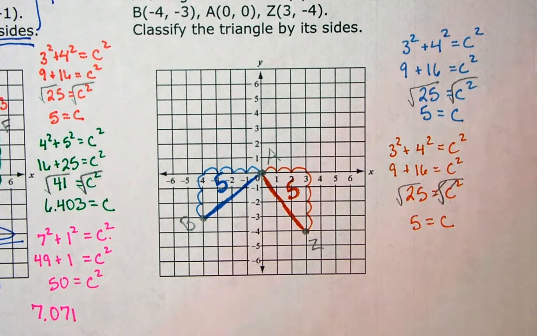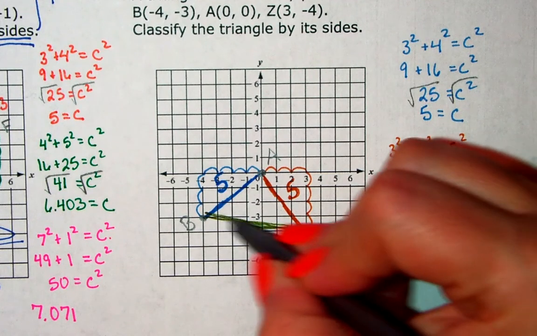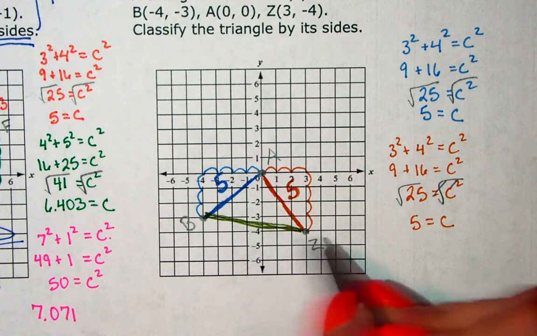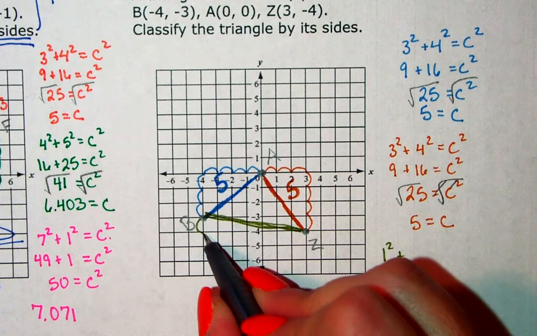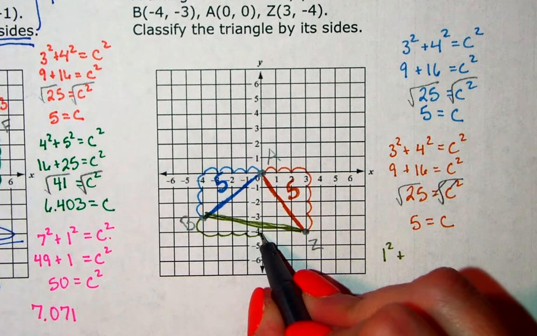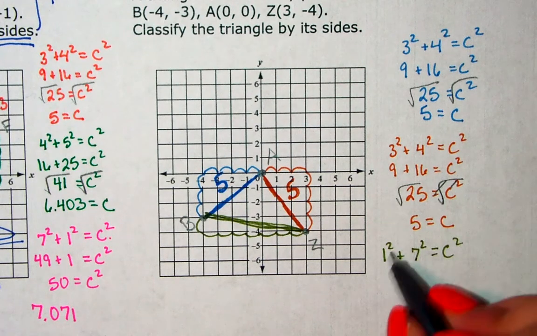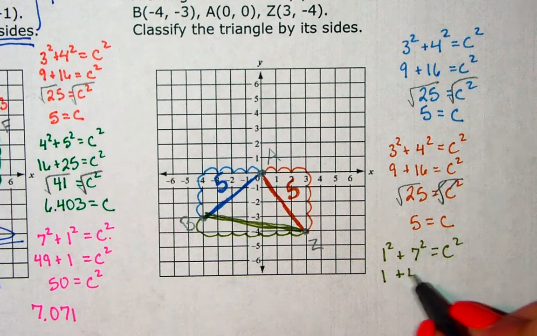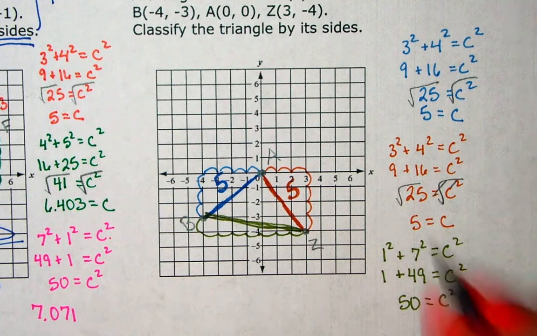So this time I can rule out scalene because this triangle is at least isosceles. If my third side turns out to also be 5, then this triangle is equilateral. Let's see how long my third side is. So here's my third side from B to Z. Pretend I can draw a straight line, okay? All right, so from B to Z, I'm going to go down 1, so 1 squared, plus I'm going to go to the right, 1, 2, 3, 4, 5, 6, 7 equals c squared. So 1 times 1 is 1. 7 times 7 is 49 equals c squared. 50 equals c squared. So it's not the same, right?